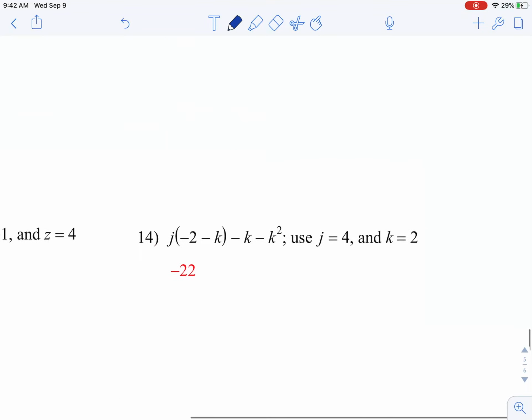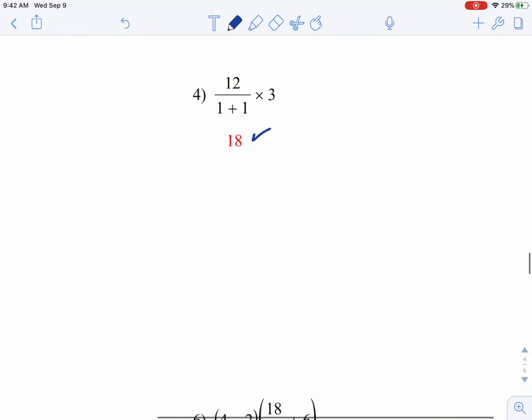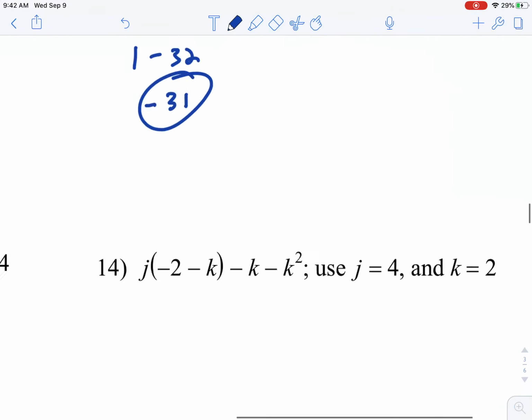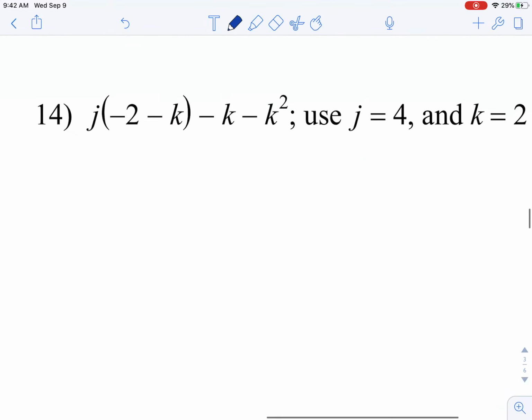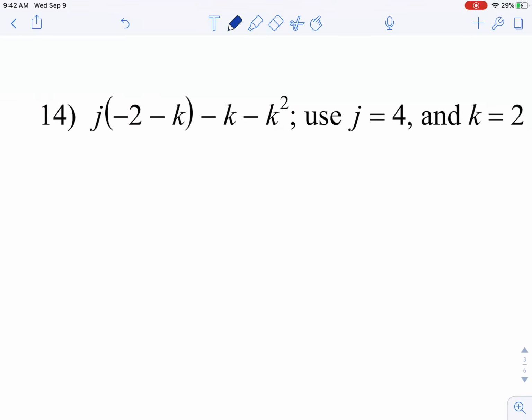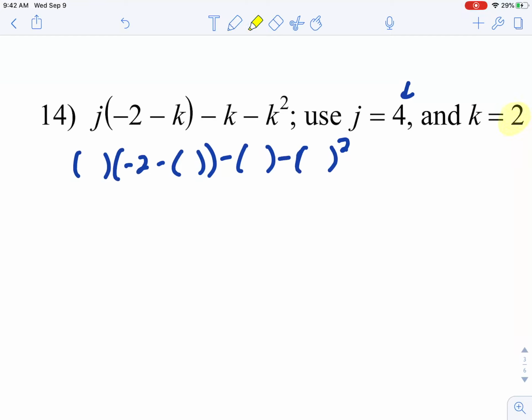All right, last one. Our answer should be -22. Let's do this. Oh, that's just written to look like a nightmare, isn't it? So everywhere there's a J, I'm going to put in a 4. And everywhere there's a K, I'm going to put in a 2. So what did I do with all those parentheses? It's just a way to process it. You don't need to do that.